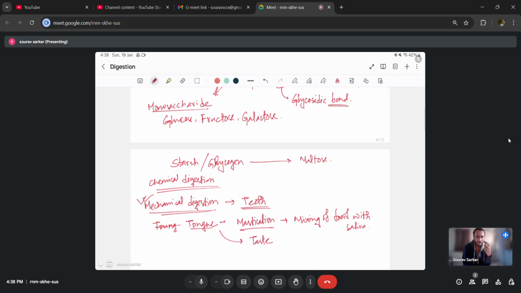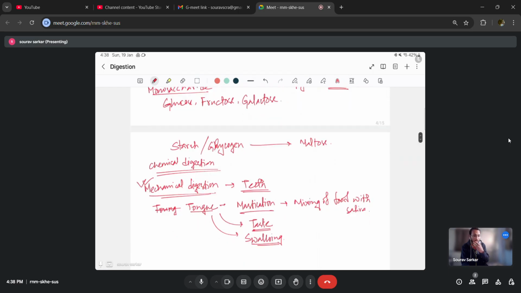That is controlled by our nervous system, which sends a signal to the brain, and the salivary gland will release more saliva, right? So the tongue helps in getting the taste, and also helps in swallowing. These are the processes shown by the tongue, or by the buccal cavity portion.